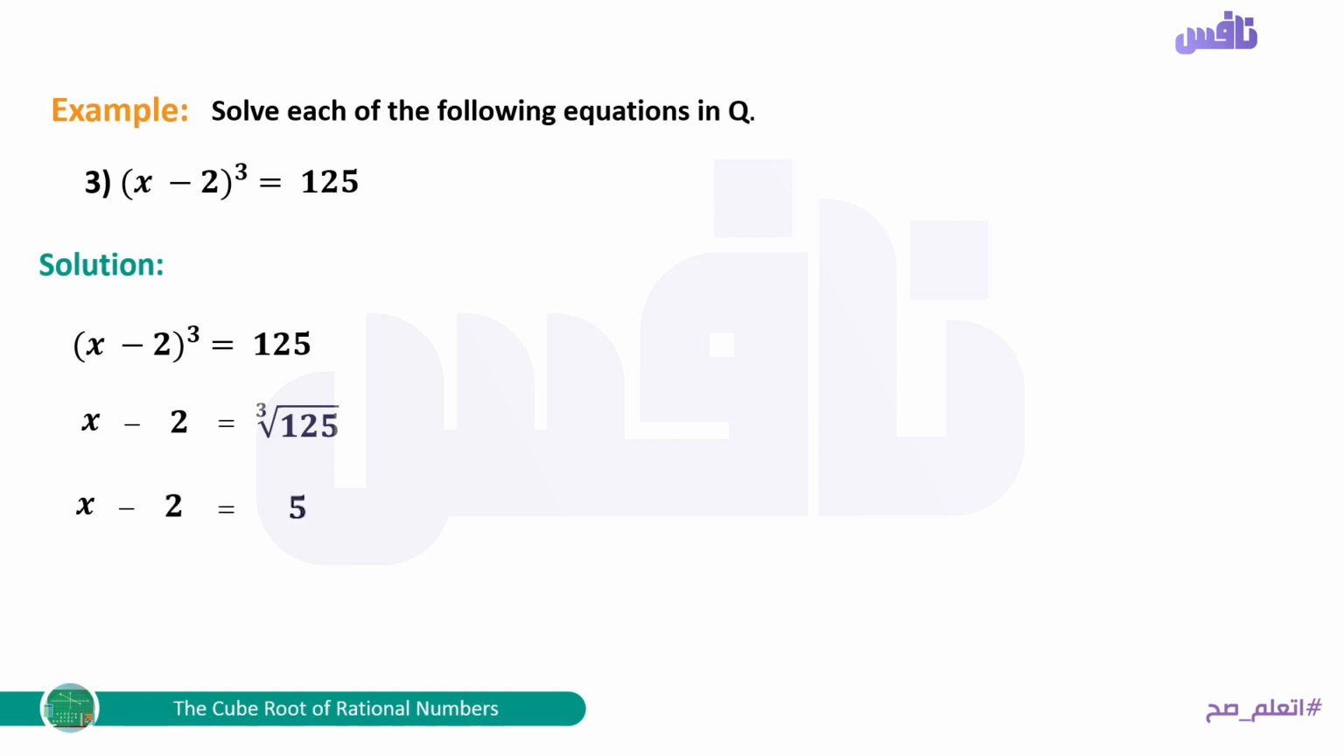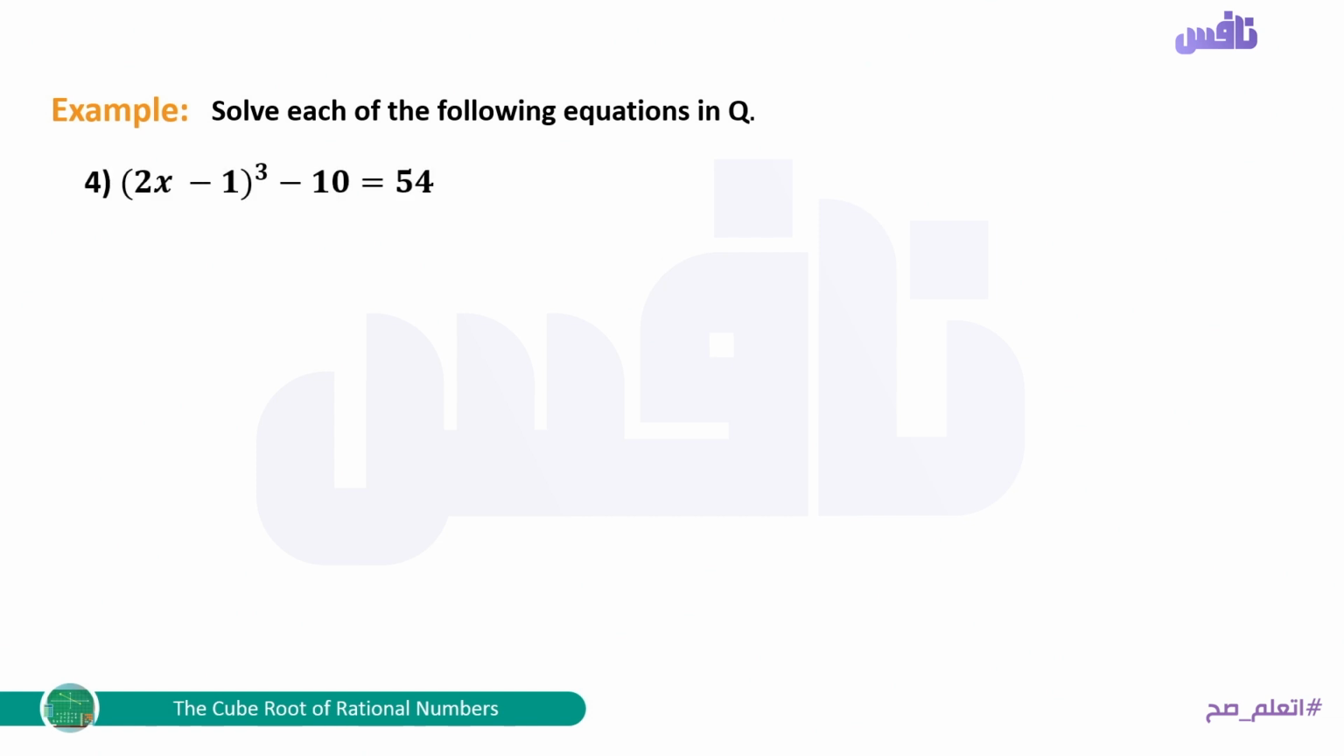We have an easy equation. 2 will go to the other side by the opposite sign. It will be 5 plus 2. So x equals 5 plus 2 equals 7. 7 belongs to Q. Therefore, the solution set equals 7.